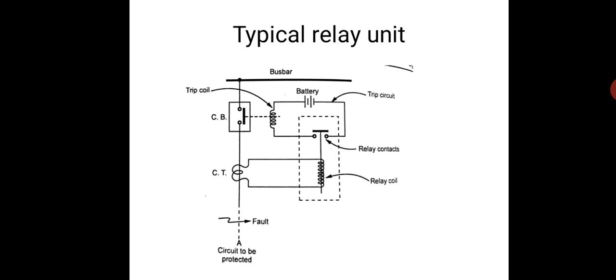So whenever a fault occurs, this fault will cause your current to rise. This current rise will also happen in the current transformer. This current rise will cause more magnetic field in the relay coil here. So this will close, then the circuit breaker will open here. So whenever a fault takes place, all of this will happen. Now I'll try to show one animation. Okay, I'll search for it.